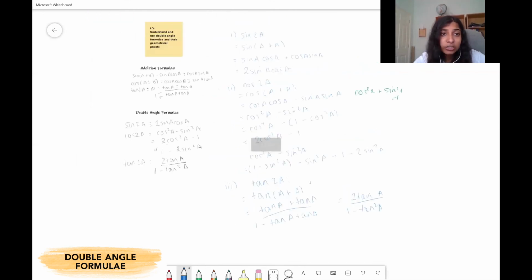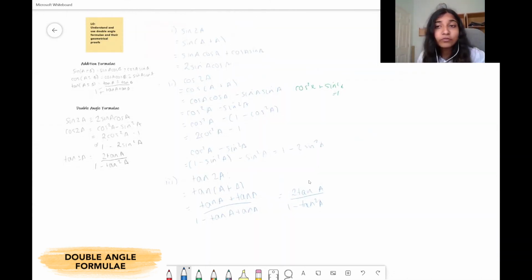So that's just an overview of all the double angle formulae, and again, you will get them in your formula booklet, but if for any reason you have to derive them for yourself, you just use the addition formulae and you should be able to get your answers. The cos 2A one is probably the hardest, but you just have to remember your identity that cos squared x plus sin squared x is just equal to 1. So that's an overview of the double angle formulae.